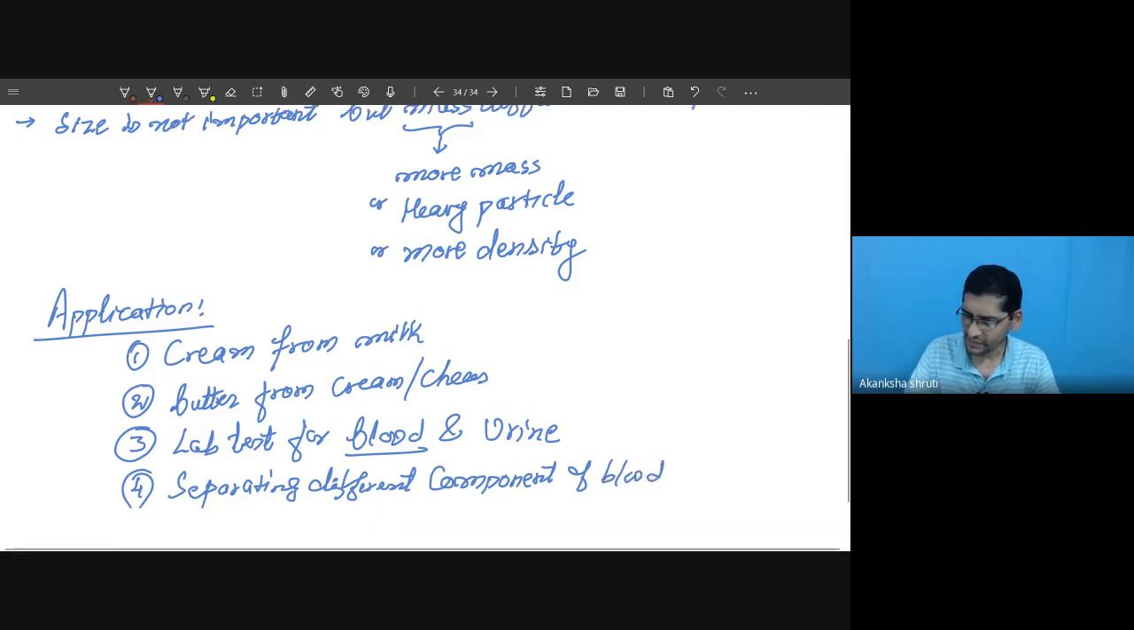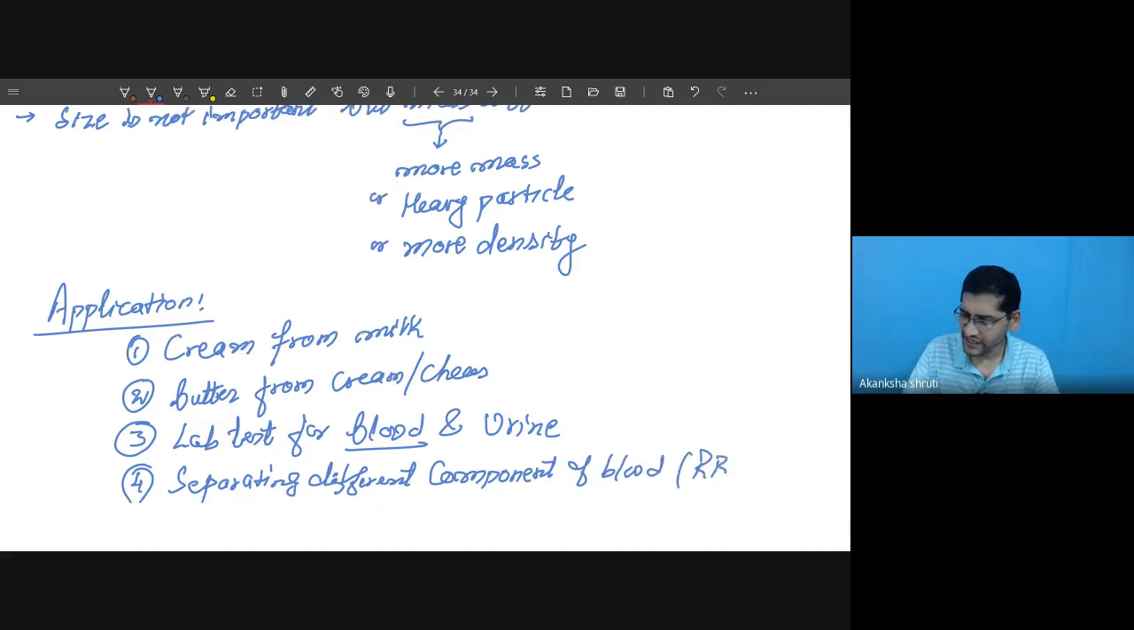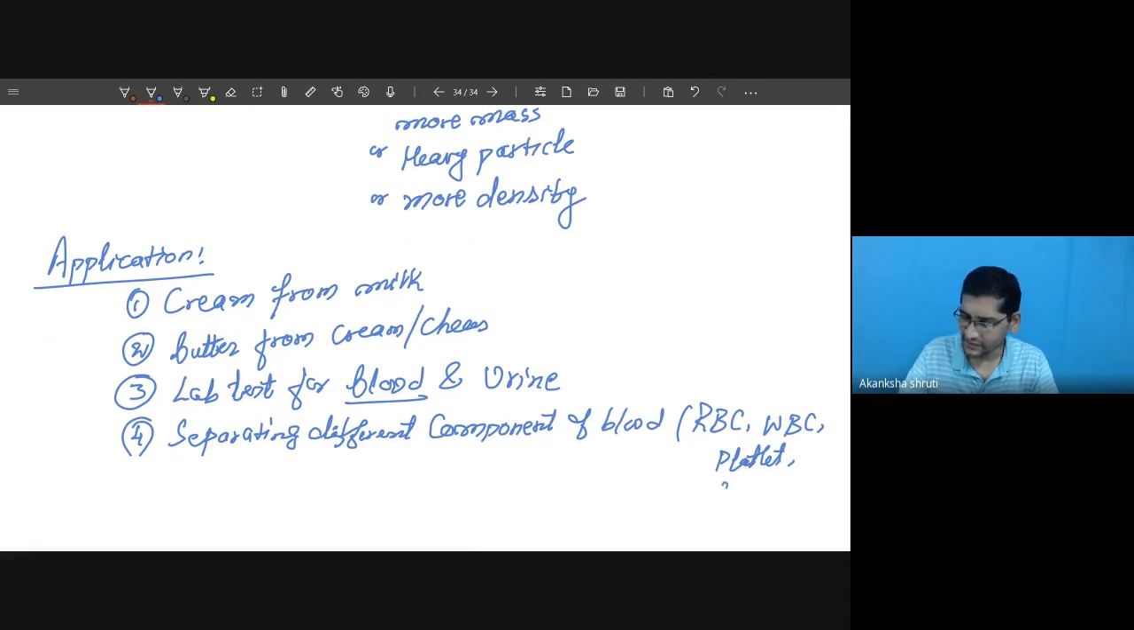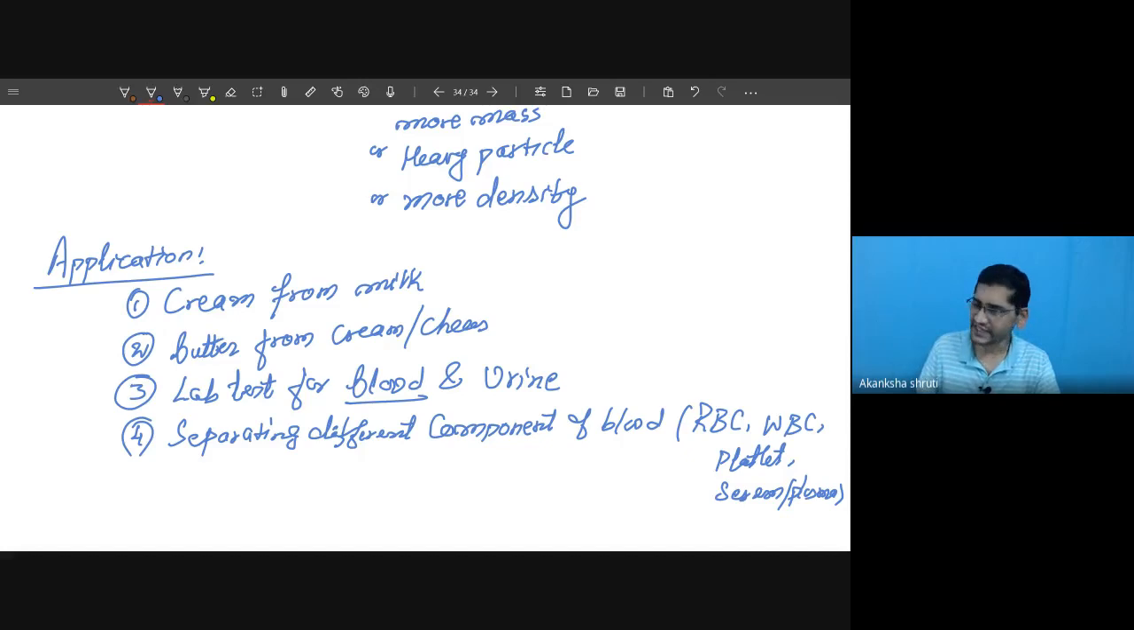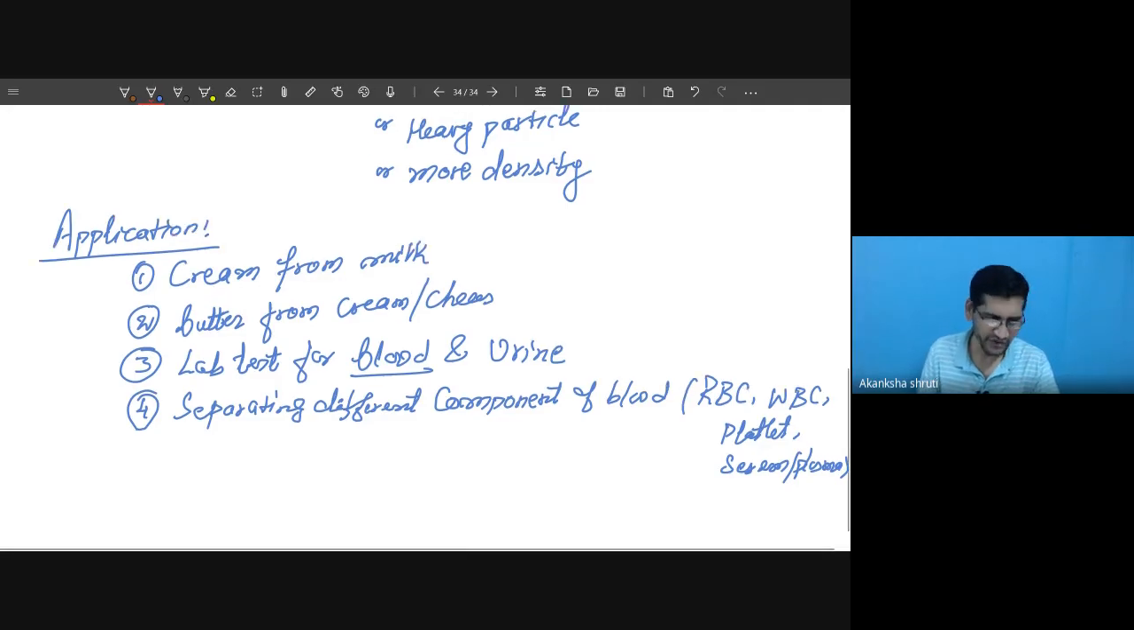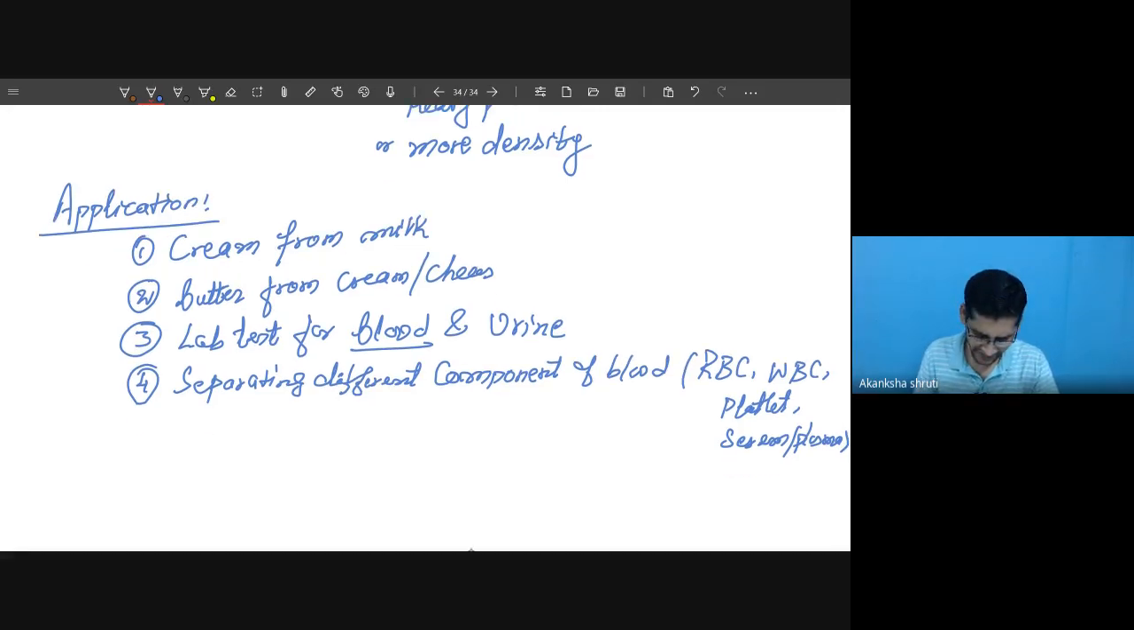What are the different components? It could be red blood cell, white blood cell, the platelet, or the plasma or serum. The liquid part is called plasma. We will learn more in class 10th, where we have to learn about the components of blood. Okay, the next one is what?